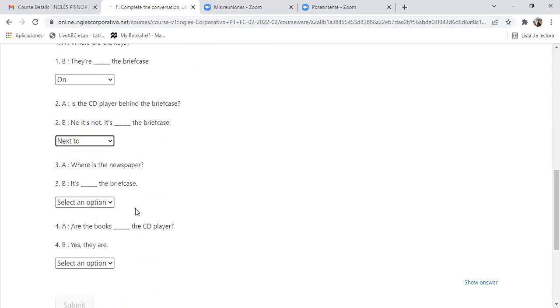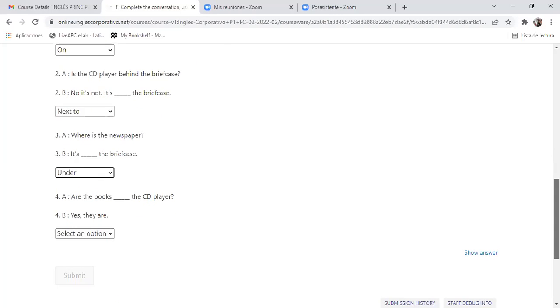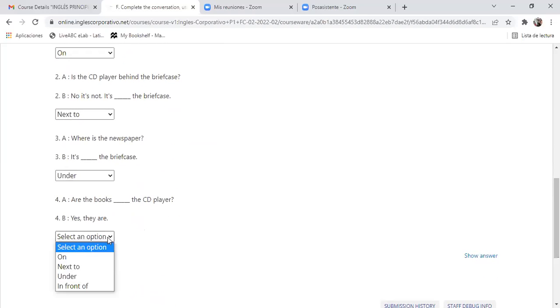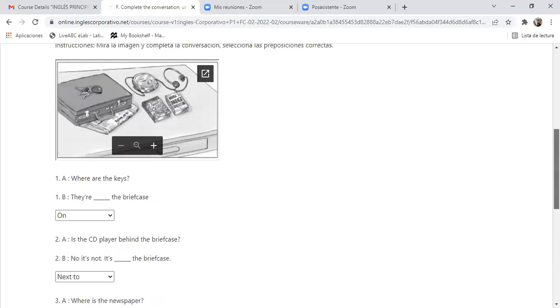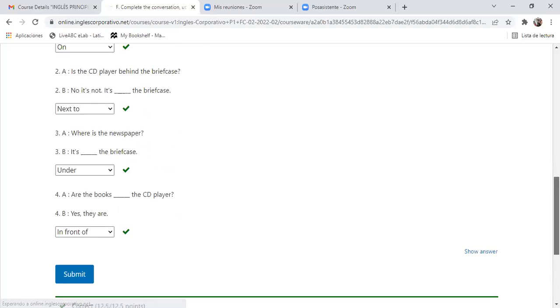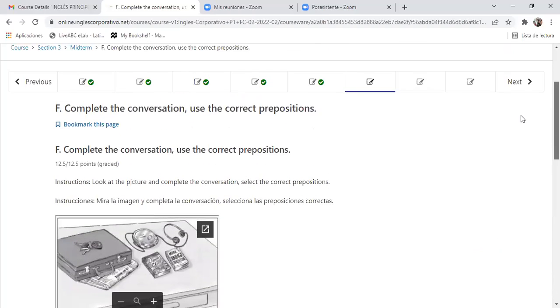Okay, it's on, next to, under, in front of. It's under the briefcase. Are the books, let's see, two. Are the books on, next to, under, or in front of the CD player? In front of the CD player. Yes. Okay. In front of the CD player. Very good. Let's find out. Very good. Got them all right. Looks like you guys have been studying, huh?